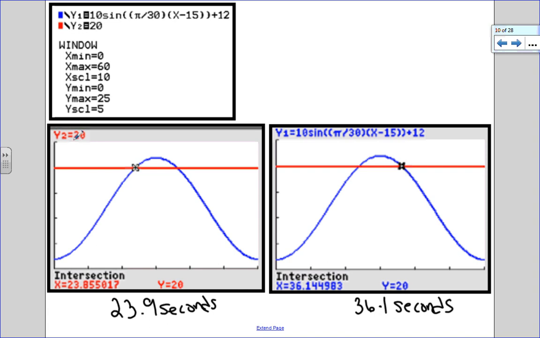Notice also that I set my window setting to be from 0 to 60 because they said they wanted all the times within the first minute. So 60 seconds equals 1 minute. If you set your window settings to accommodate the restrictions of the question, it saves you having to solve extra parts of the question and throw out inadmissible solutions.